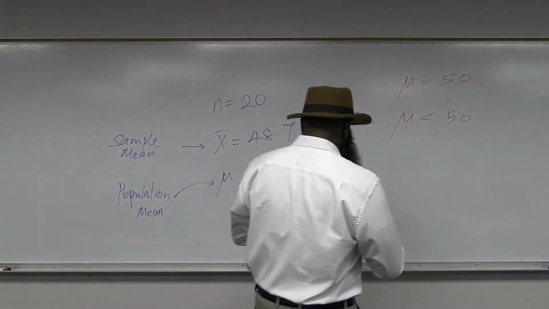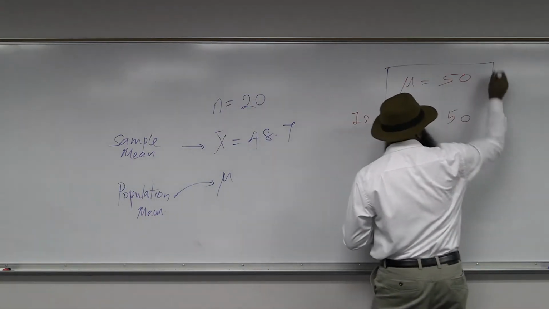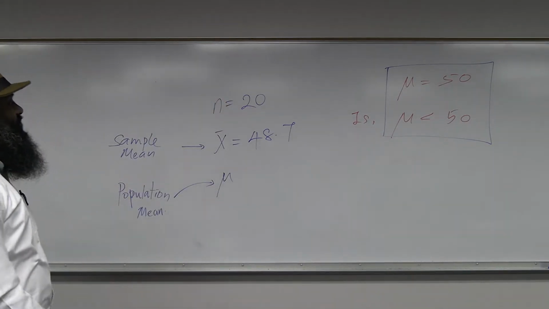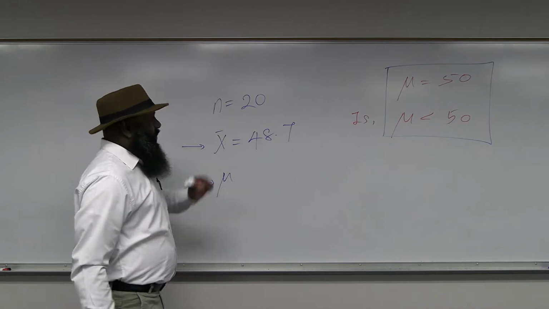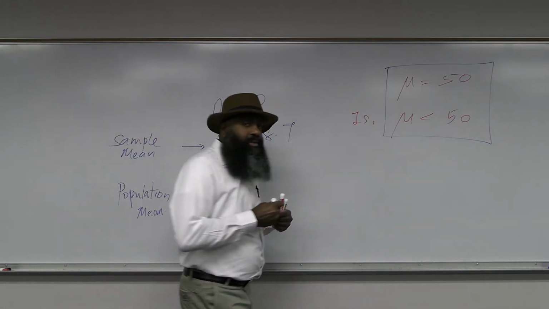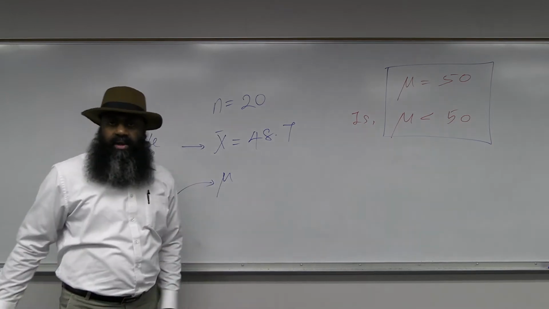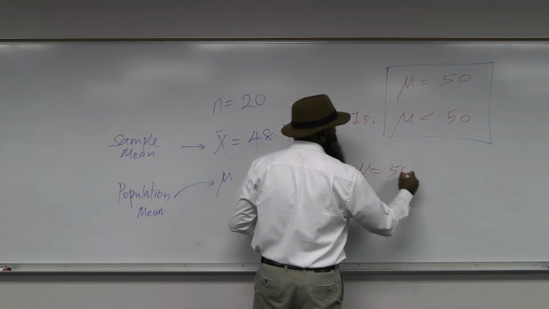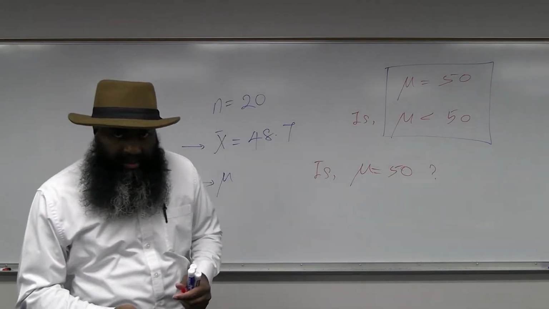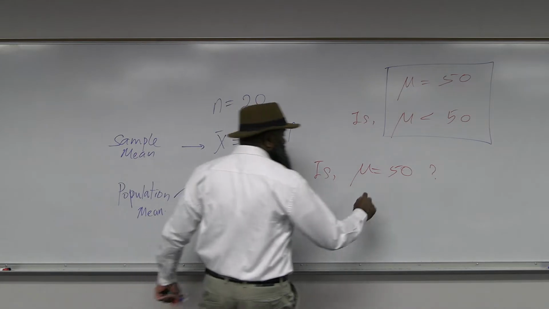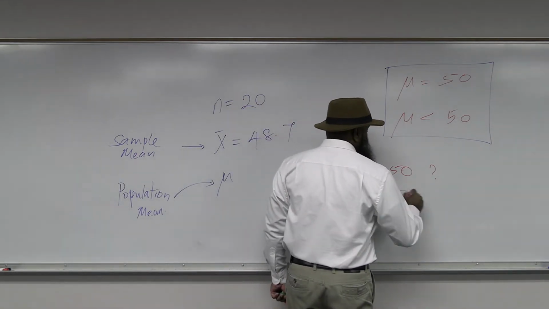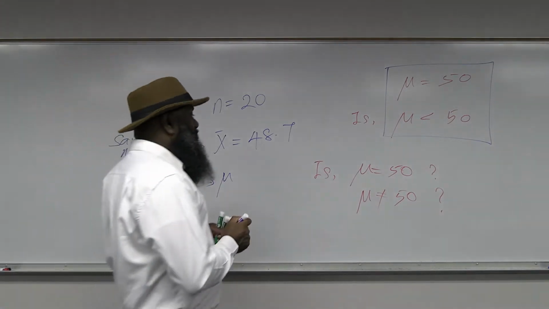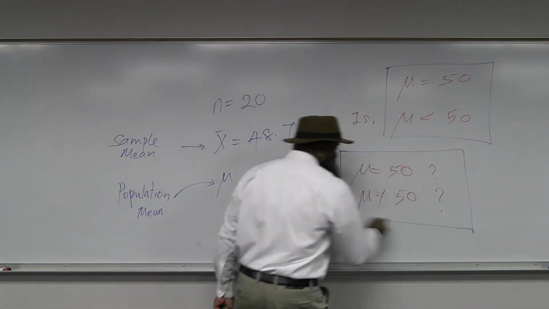Another two possible statements may be, this is one combination of statements. And the other possible combination of statements is, well, mu equals 50 is a valid question, okay, because this x bar is very close to 50. So I would say, is mu equal to 50? It's a valid question. Or, on the other hand, I can also ask, is mu not equal to 50? Because this is 48.7, not 50. So this combination is also a valid combination of questions.